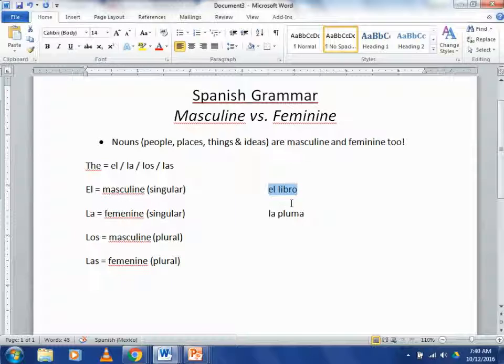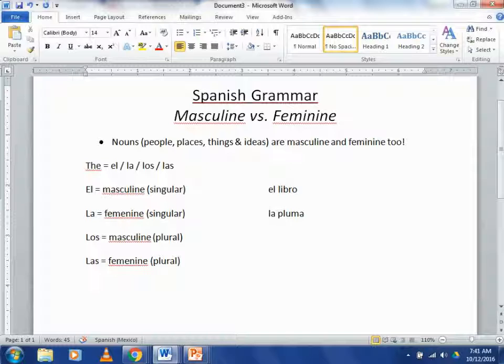So el libro is a masculine object. La pluma, the pen, is a feminine object. Not because men are more likely to use books and women are more likely to use pens, but simply because the word book in Spanish has el and the word pluma has la.